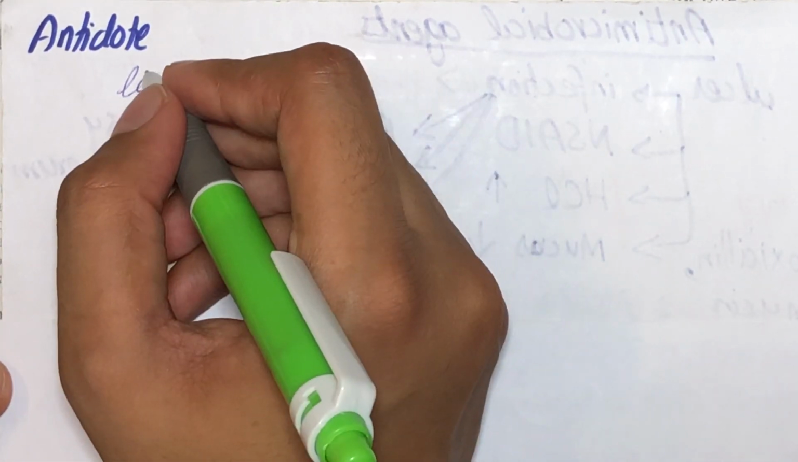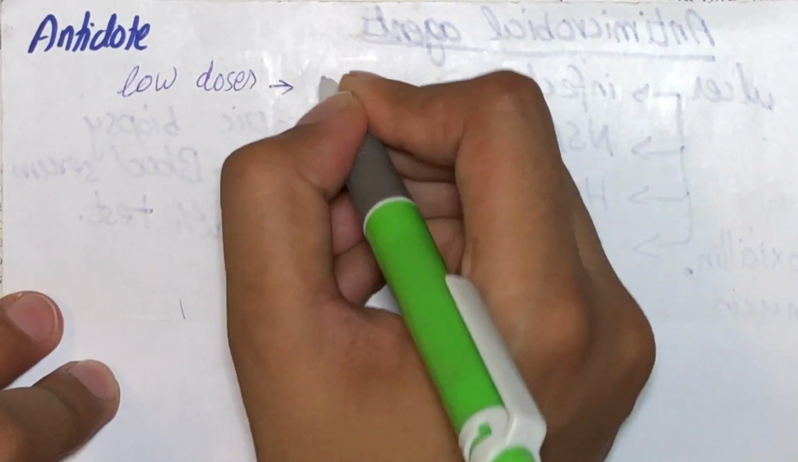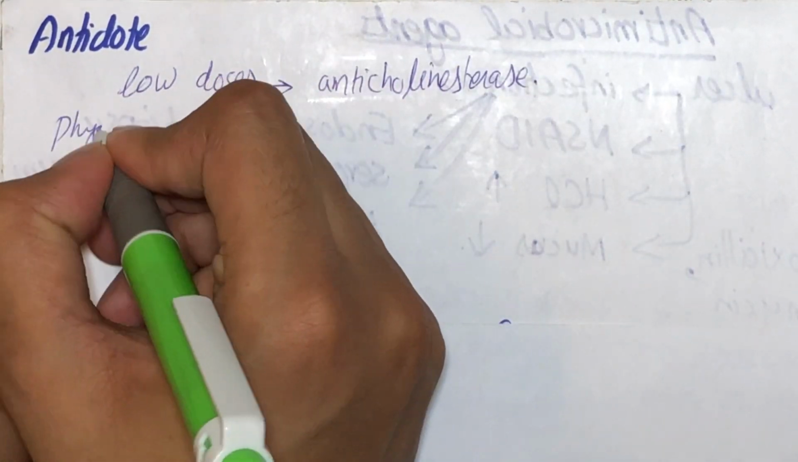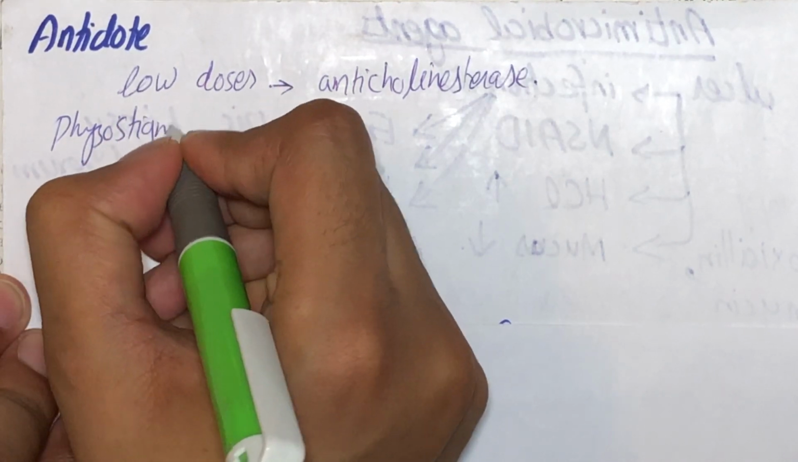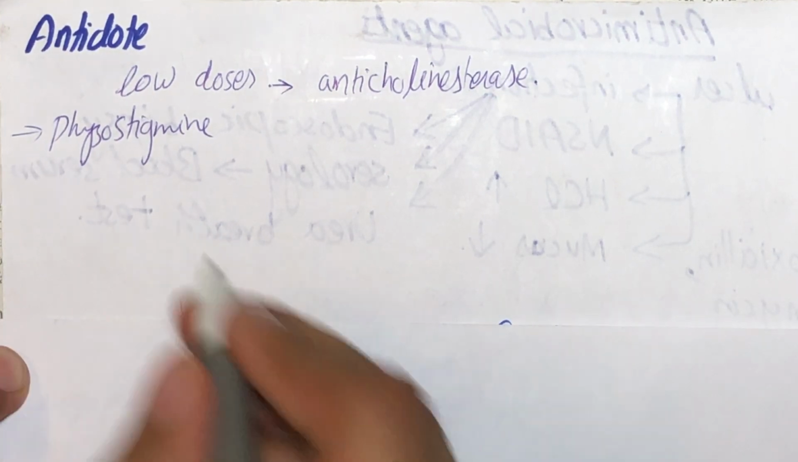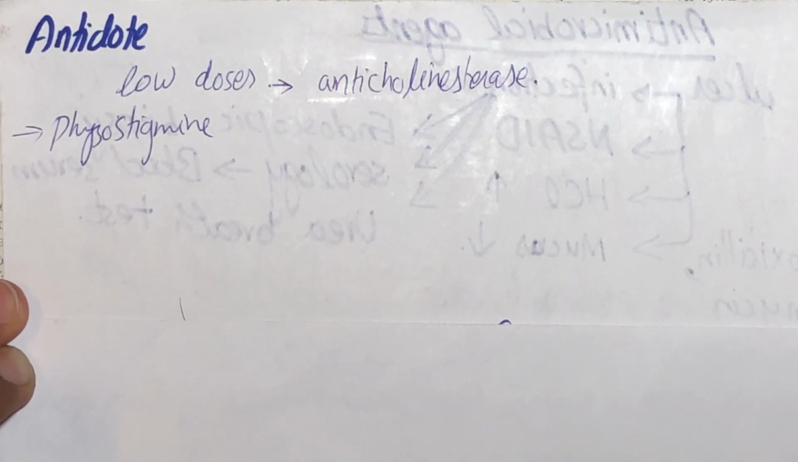If we talk about the antidote for atropine toxicity, we can use low doses of anticholinesterase such as Physostigmine to overcome atropine toxicity. Previously I told you that Physostigmine toxicity can be overcome by atropine. Now I am saying that atropine toxicity can also be overcome by Physostigmine. So it goes both ways: Physostigmine can overcome the toxicity of atropine and atropine can overcome the toxicity of Physostigmine.